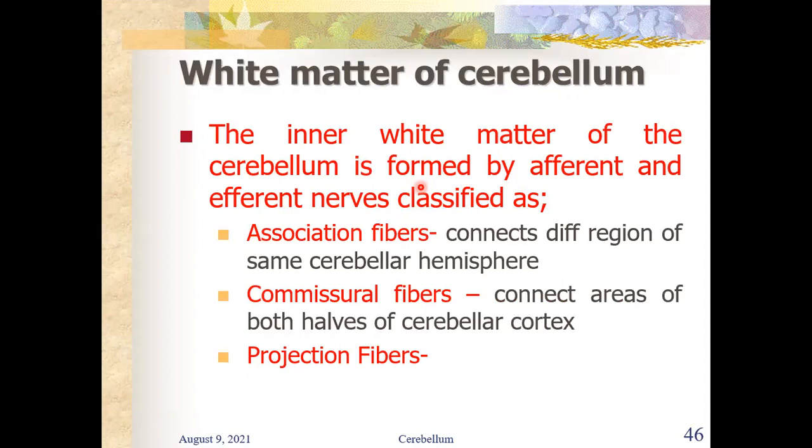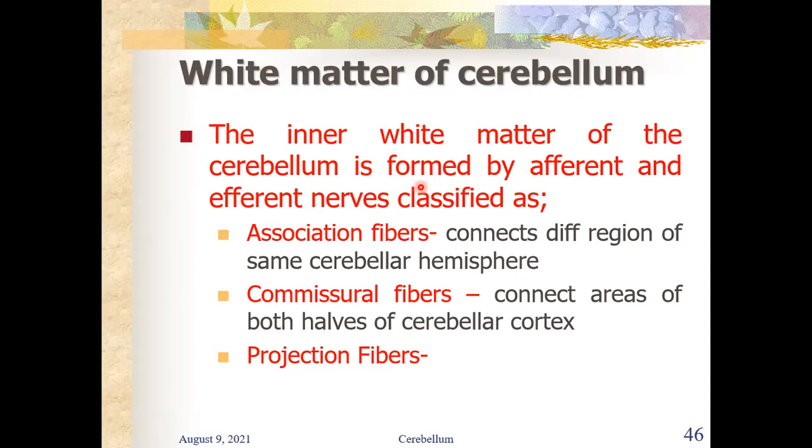After seeing the cells in the cortex, in the gray matter, we have seen the connections, we have seen the inputs, we have seen the outputs, we have seen the feed-forward inhibition within the neurons in the cerebellar cortex and the function of that feed-forward inhibition. So we move to the white matter of the cerebellum. The white matter of the cerebellum is formed by afferent and efferent nerve fibers.